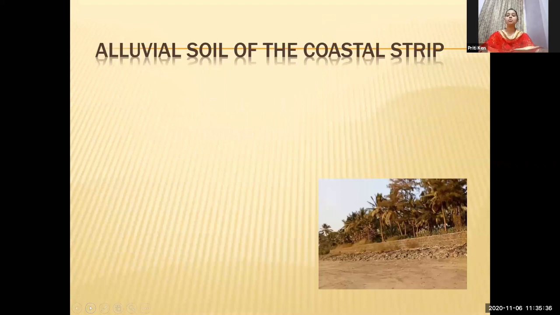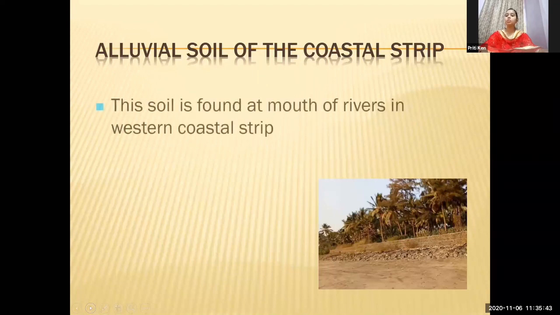Now see the next one, that is alluvial soil of the coastal stripe. The name itself says that alluvial soil is found in the coastal stripes. Stripes means layers. So in the layers of the coastal area, this alluvial soil is found. This soil is found at the mouth of river in the western coastal stripe. Now, mouth of the river where the river starts or mixes with other rivers, and of the western coastal stripe. Coastal means nothing but near water, near river, and near the coast.